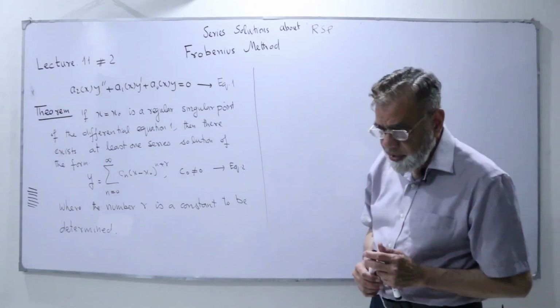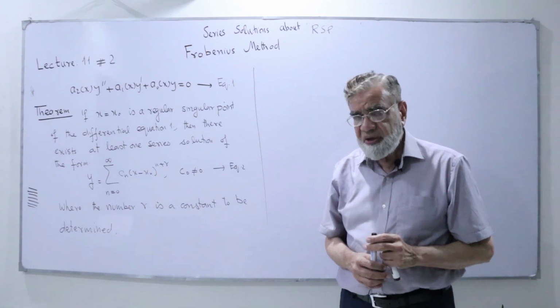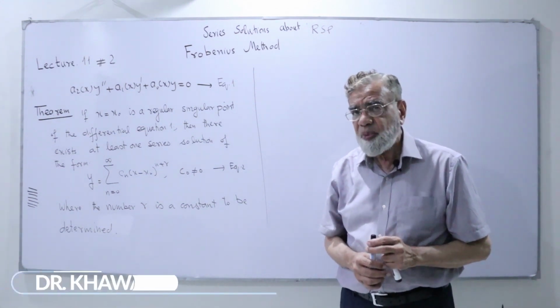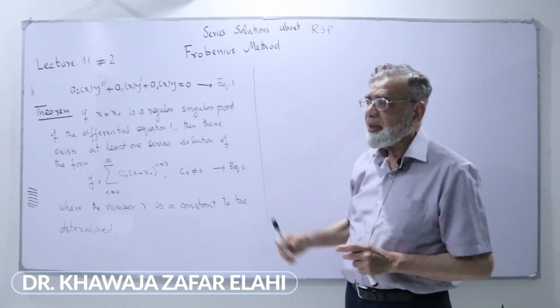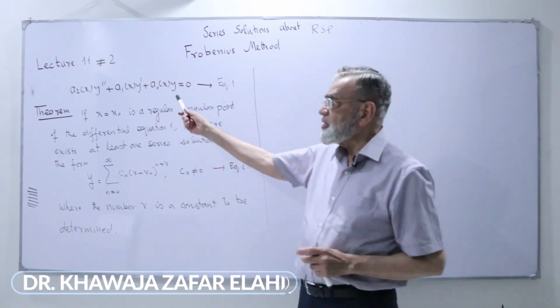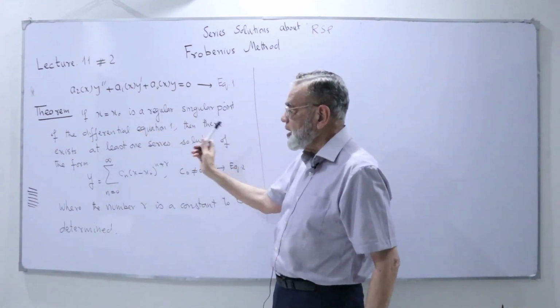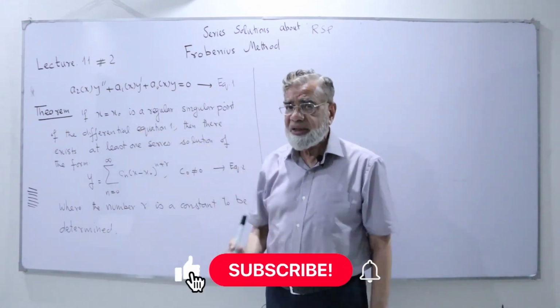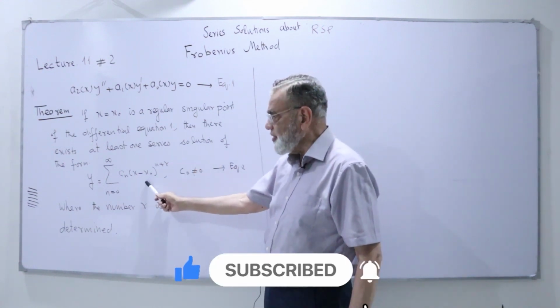So I'm going to discuss the method for solving the differential equation about a regular singular point, as I discussed before. That method is known as the Frobenius method. In this method, we have the differential equation, and x equal to x0 is a regular singular point of the differential equation. Then we say there exists at least one series solution of this form.